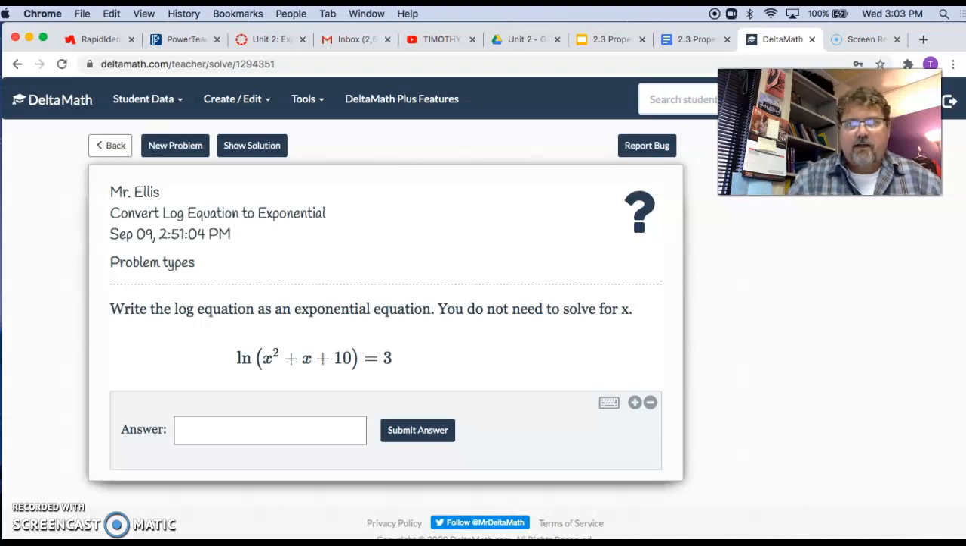Hello everybody. In this video I'm going to show you a couple problems from your problem set, and this has something to do with the properties we just learned, but not everything. It's mostly converting back and forth from a logarithmic form to an exponential form. And I left this example up because this is actually a good one. So we're going to write the log equation as an exponential equation. You do not need to solve for x, so make sure you realize that. So we're just going to rewrite it, and that will be all.